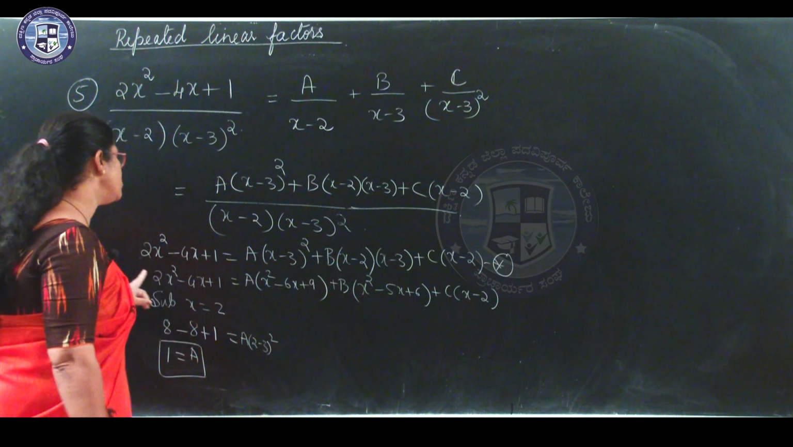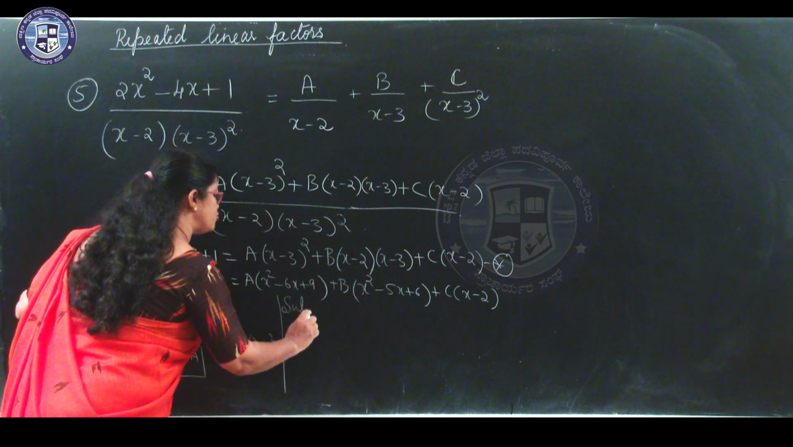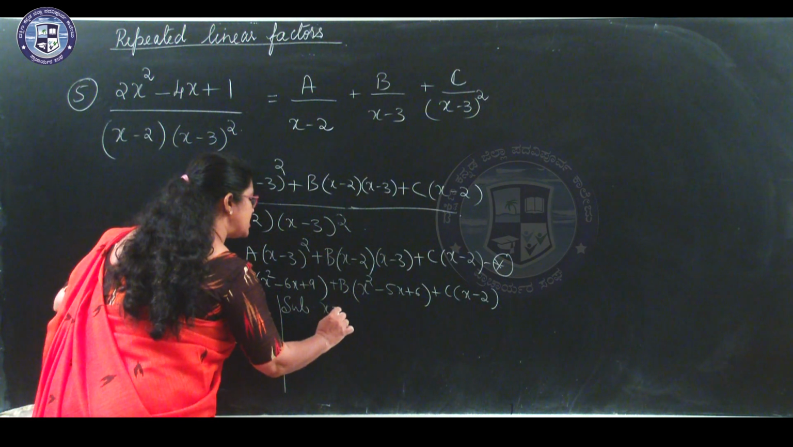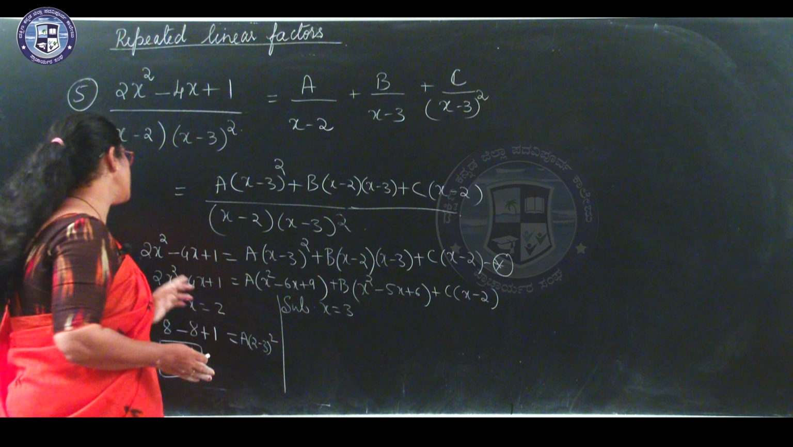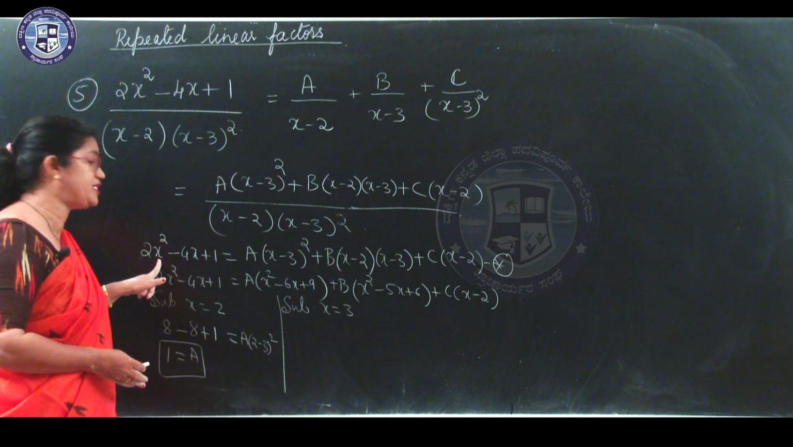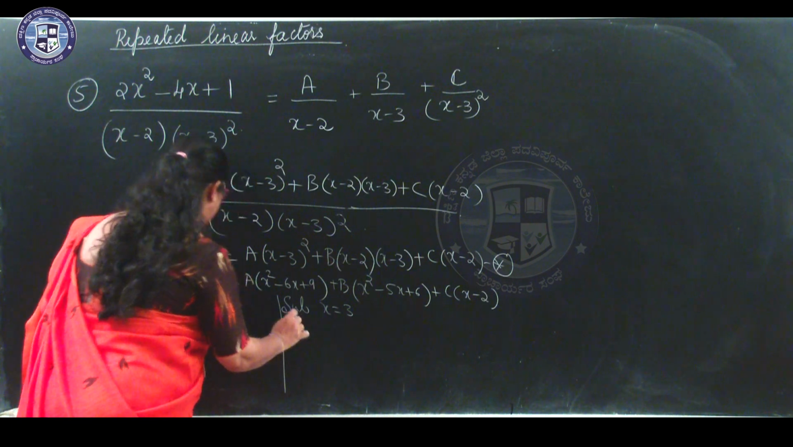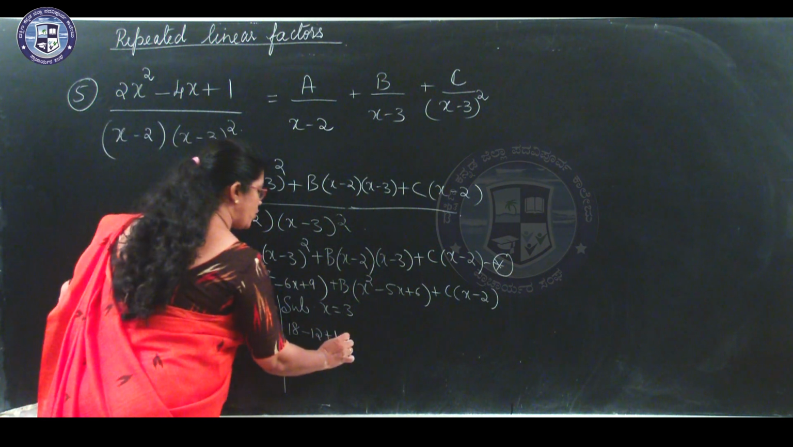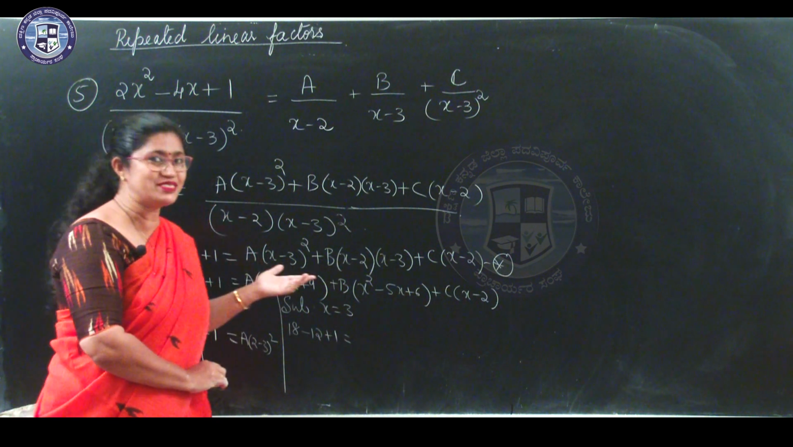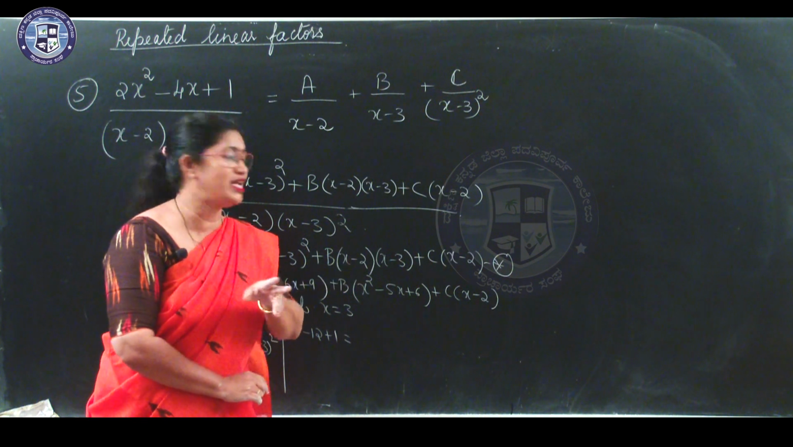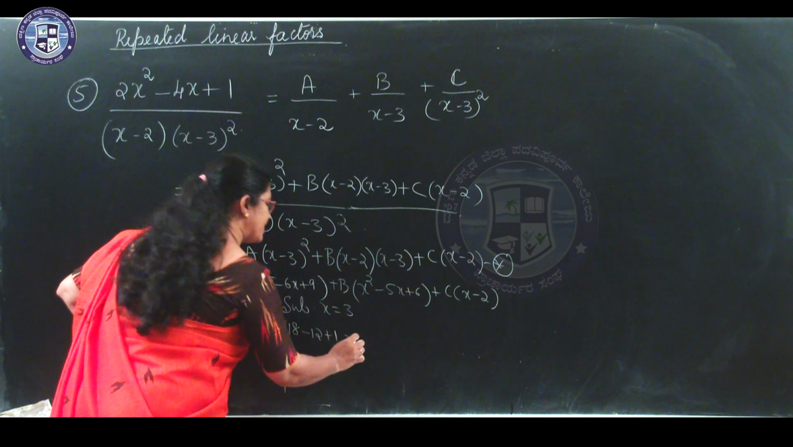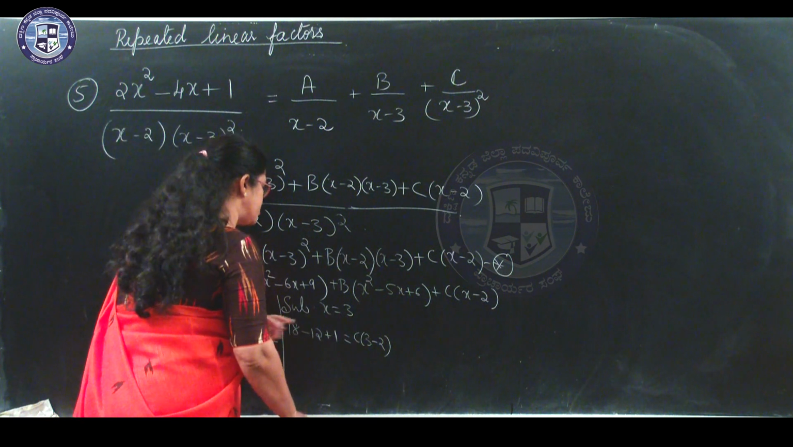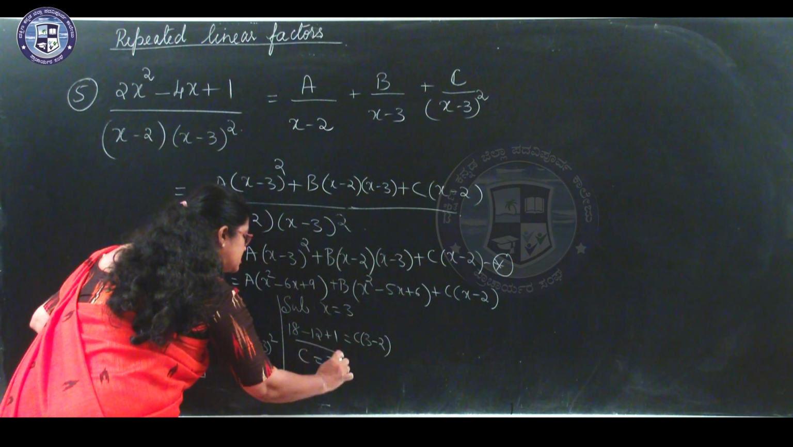Now next I need to get another value. So my next substitution, look at the denominator x minus 3. So I know I have to substitute x is equal to 3. Careful in your calculation. Left hand side, replace every x by 3. 3 square is 9, 9 2s are 18. 4 into 3 is 12, so minus 12 plus 1 equal to, now come to the right hand side, a becomes 0, eliminated, b becomes 0, eliminated, you only get c, and that is c into 3 minus 2, and that also becomes 1. So here you get 6 plus 1, 7. So you get c is equal to 7.